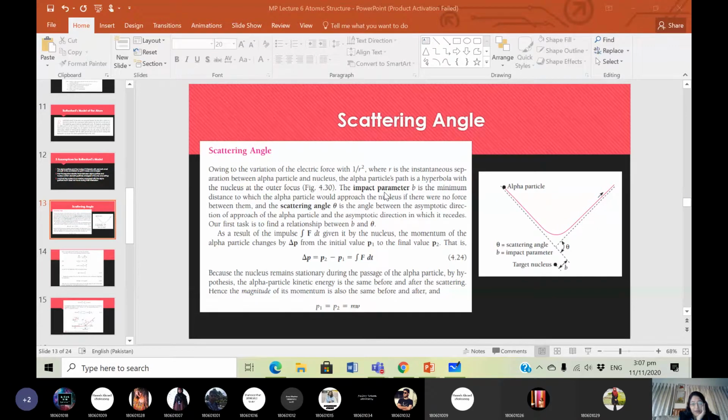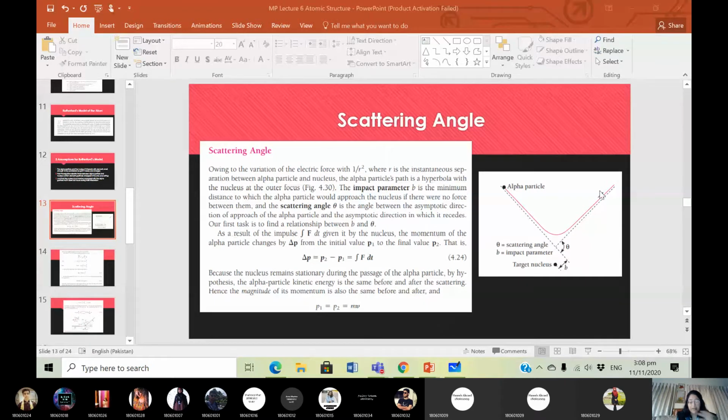And the scattering angle is the angle between the asymptotic direction of approach of the alpha particle and the asymptotic direction in which it recedes. Now what we want to do is find a relation between B and theta. That is our first task. Okay? So far, makes sense, everything? Excuse me, ma'am.